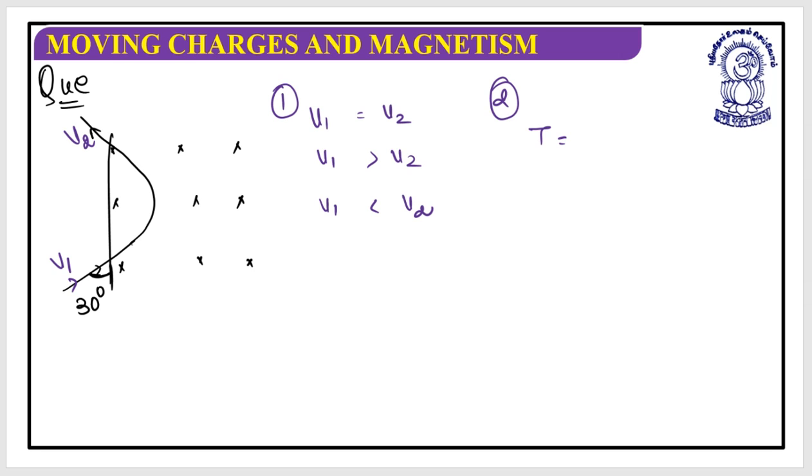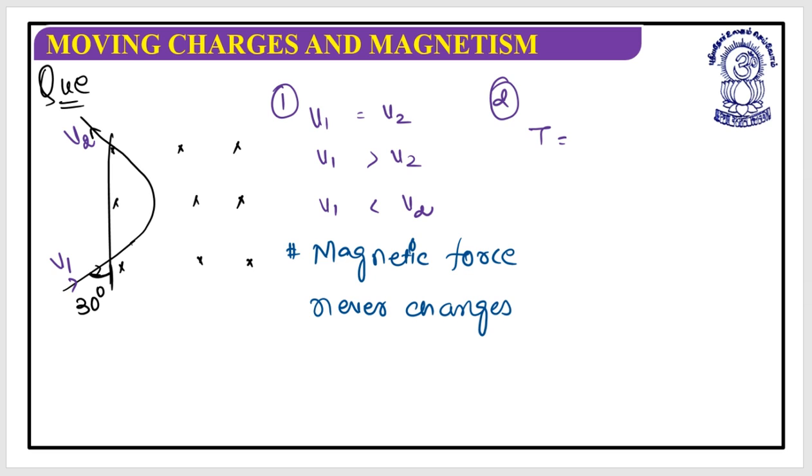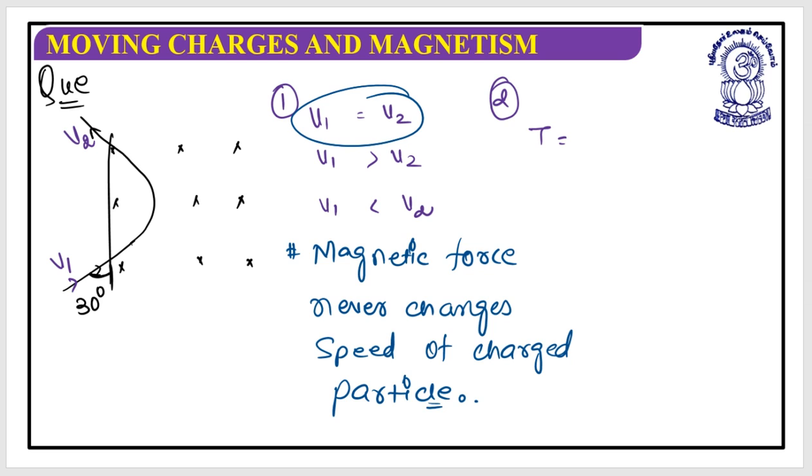What we understand from this is that the magnetic force never changes the speed of the charged particle, and as it is not going to change the speed, v1 would be equal to v2. This is the correct statement, and these two are the incorrect ones.